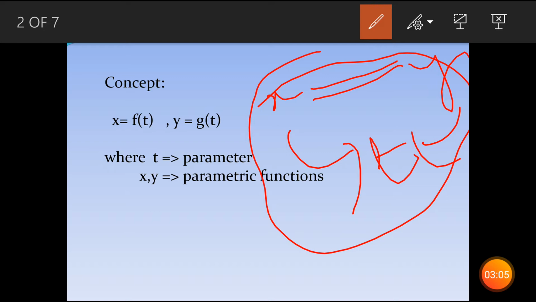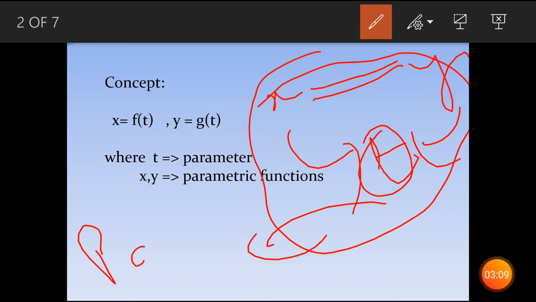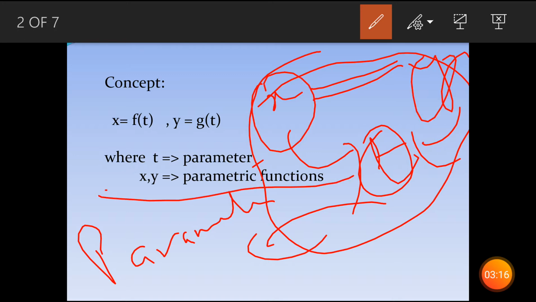Okay, so this t, that is the base, is called the parameter, and this x and y both are called the parametric functions. So x and y are not directly related. They are expressed in some other variable, that is t, and that t is called the parameter. That's why we call x and y parametric functions. Is it clear to you?